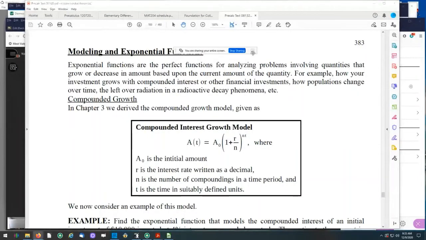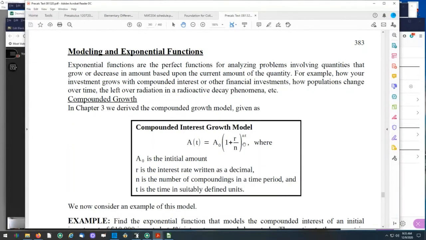So for the exponential functions, there's what we call a compound interest growth model. The amount A of t over time is based upon some initial principal amount, A0, times 1 plus the interest rate written as a decimal. N is the number of compoundings in a time period, and t is the time that's defined.